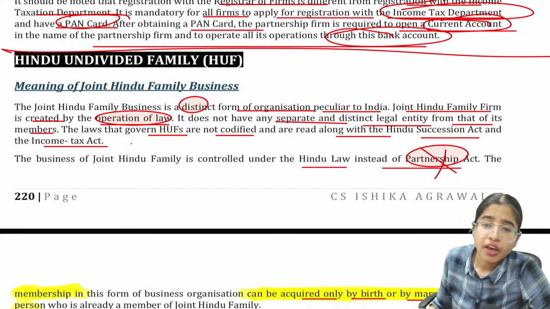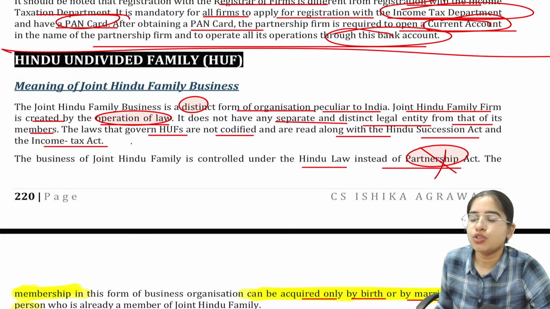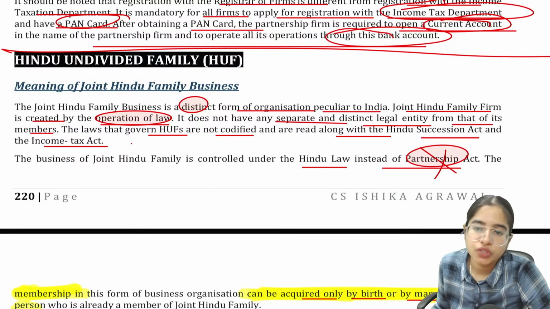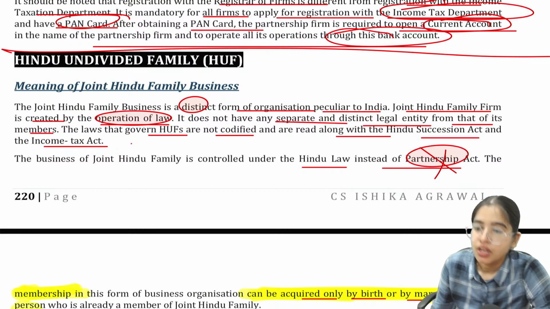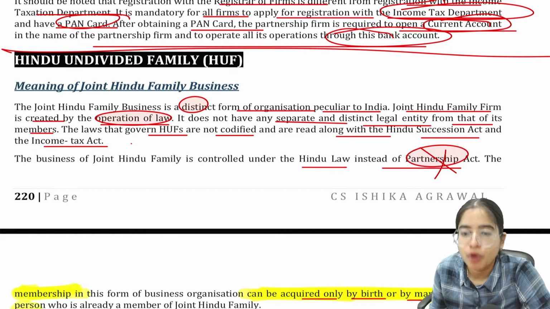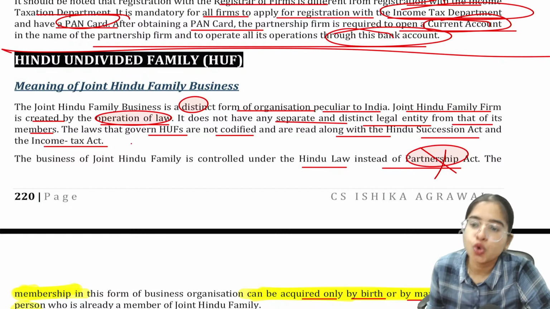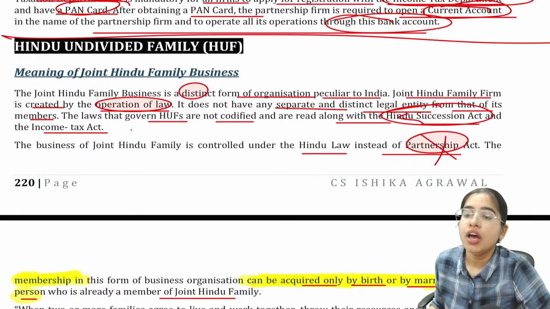Next is HUF. Very easy. Joint Hindu Undivided Family business. So first of all, what are the laws governing HUF? There is no proper law which governs HUF. Just like for partnership there is the Indian Partnership Act, and for company there is the Companies Act, however for HUF there is no proper law made in India. They operate according to various Hindu laws, majorly the Hindu Succession Act.